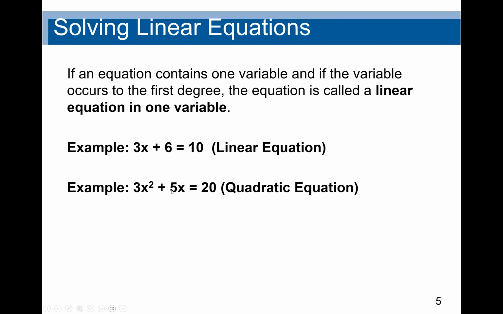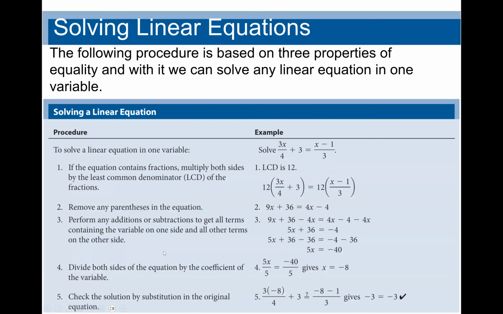Now 3x squared plus 5x equal to 20 is called a quadratic equation because again the exponent is 2, so it's second degree of the variable. And we will discuss this in more detail in the future lectures. So we have one more example here.